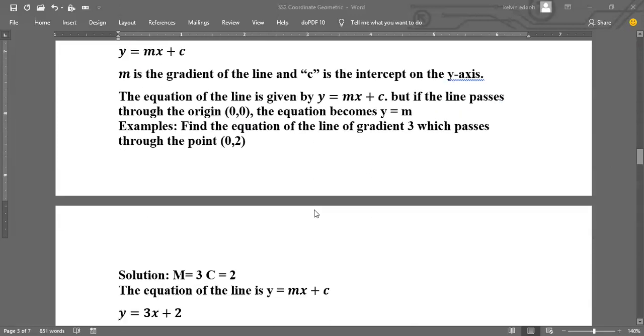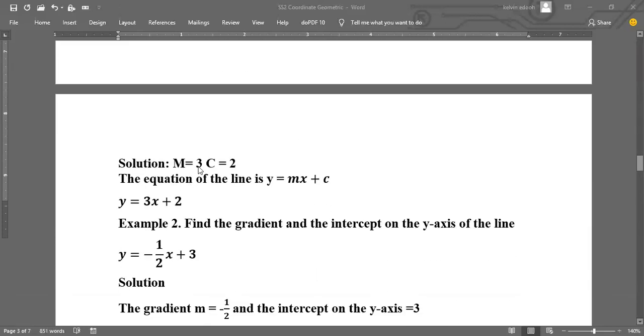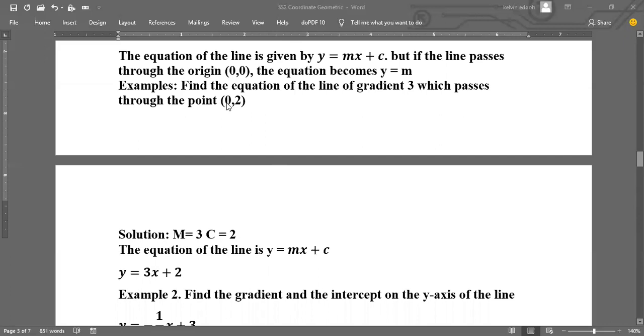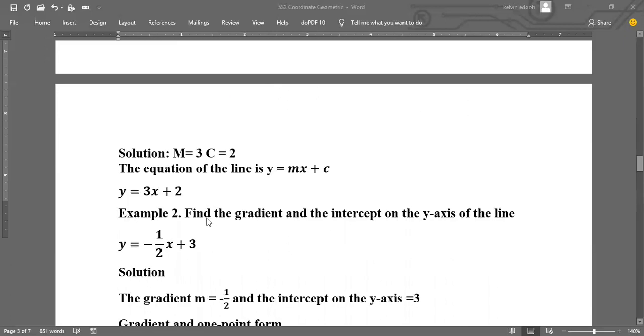Now let's go straight to the important business. Look at this question. We are asked to find the equation of the line of gradient 3 which passes through (0, 2). So the gradient is 3 and the intercept is 2. It passes through 0 for x, so when x is 0, y is 2. So the intercept along the y-axis is 2, which is c. So the equation of the straight line will just be y equals 3x plus 2.